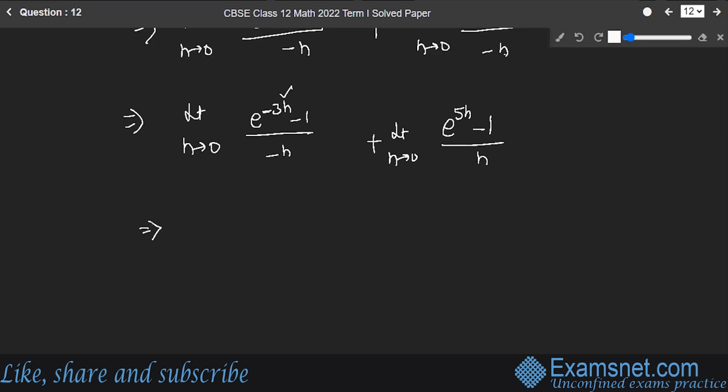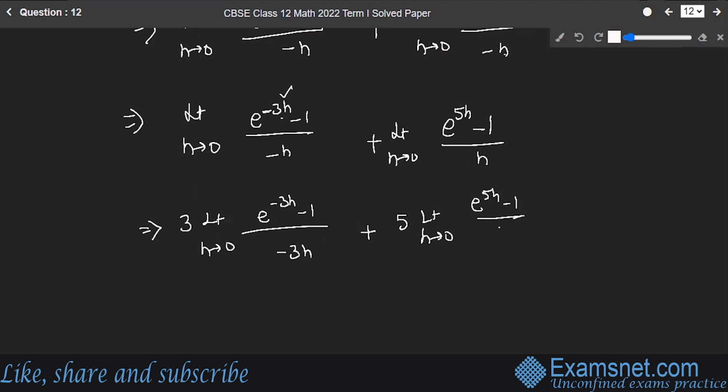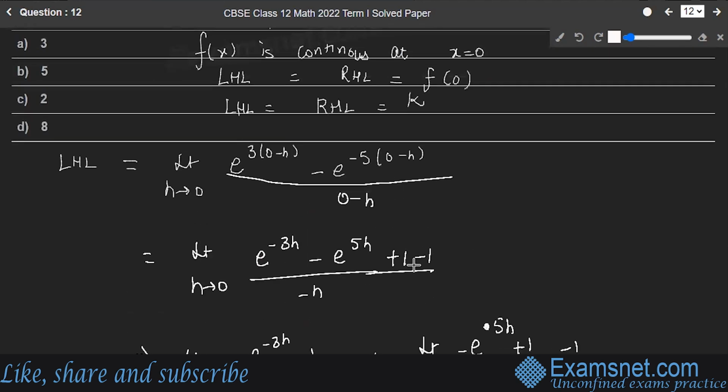One thing, but I need to have a 3 and a 5h over here. Let's do one thing. 3 limit h approaching 0 e raised to power minus 3h minus 1 upon minus 3h, plus 5 limit h approaching 0 e raised to power 5h minus 1 upon 5h. This is equal to 3 into 1 plus 5 into 1. See, this was equal to k, right?